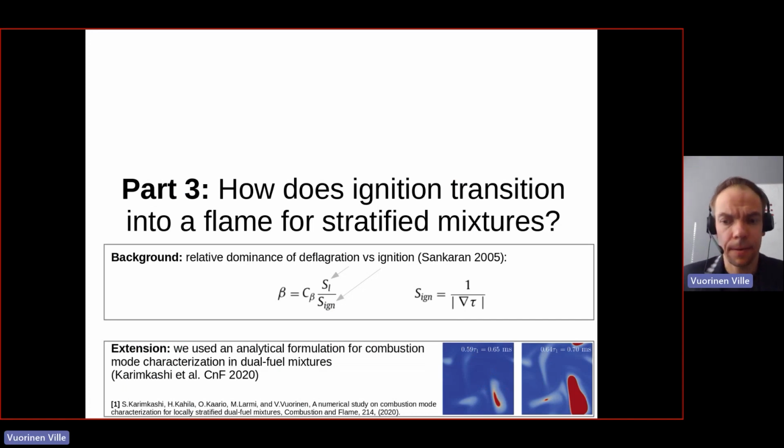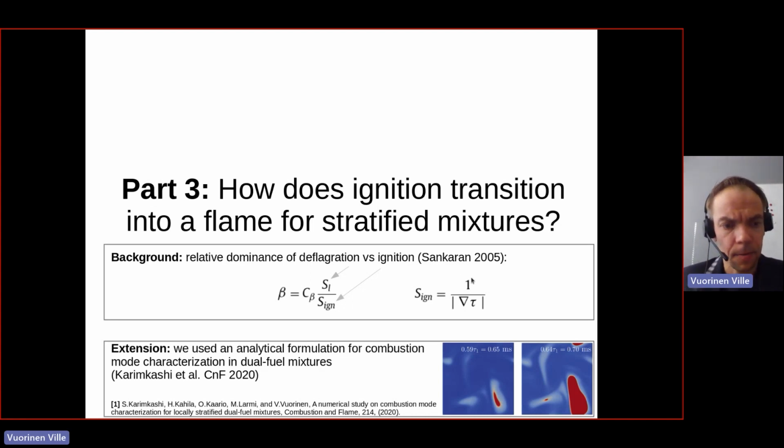Now let's take a small theoretical glimpse into what the issue is here. How does ignition differ from a flame? How does ignition transition into a flame for stratified mixtures? As background, this is a question about the relative dominance of deflagration versus ignition. This has been known for the past 20 years or even more. Basically you have a laminar flame speed S_L and the ignition wave speed S_ign, and S_ign is defined as the inverse of the gradient of the ignition delay time.